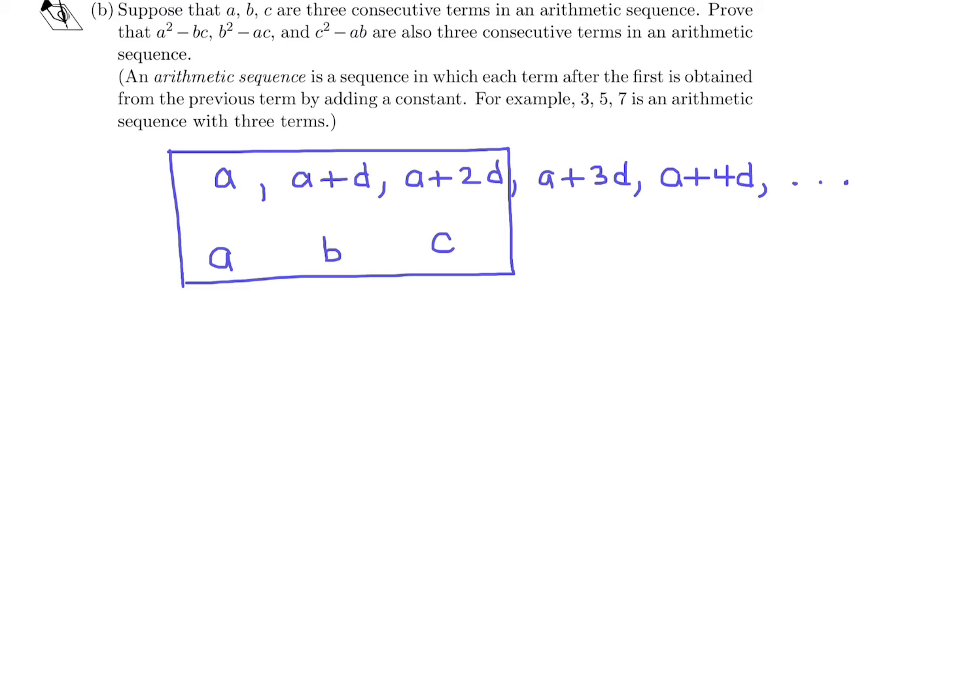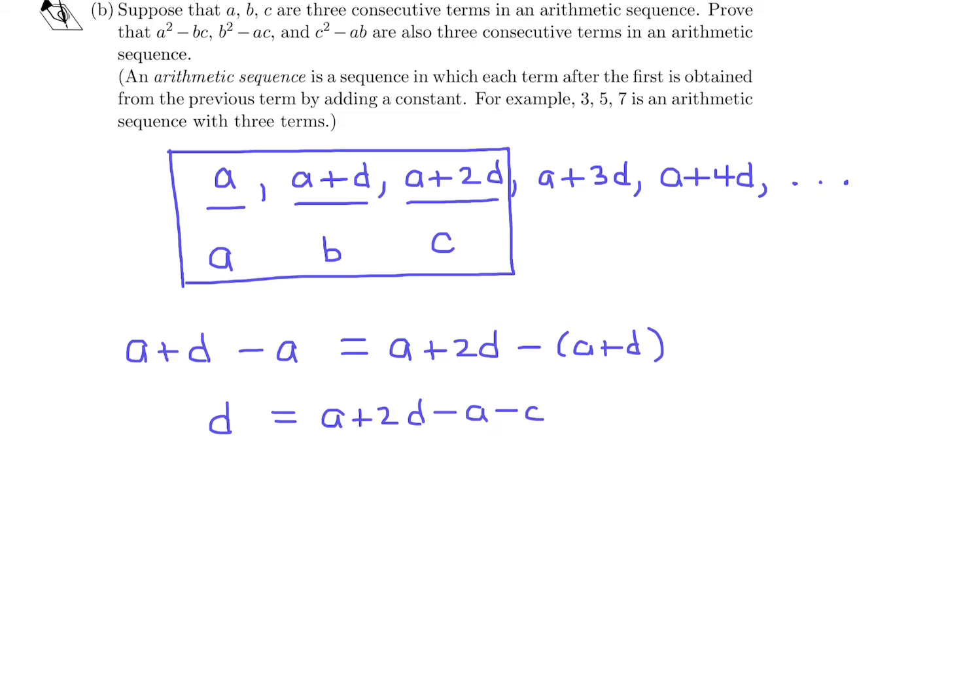Now, there's one condition that you can actually figure out yourself; you don't even need to memorize it. That is that if you take the second term and subtract from it the first term, a plus d minus a, it will be the same as if you take the third term and subtract the second term. So that would be a plus 2d minus (a plus d). Now watch what happens. On the left side, you just get d. On the right side, you get a plus 2d minus a minus d, and that just leaves you with d. D equals d. Right? That's a fundamental principle of arithmetic sequences.